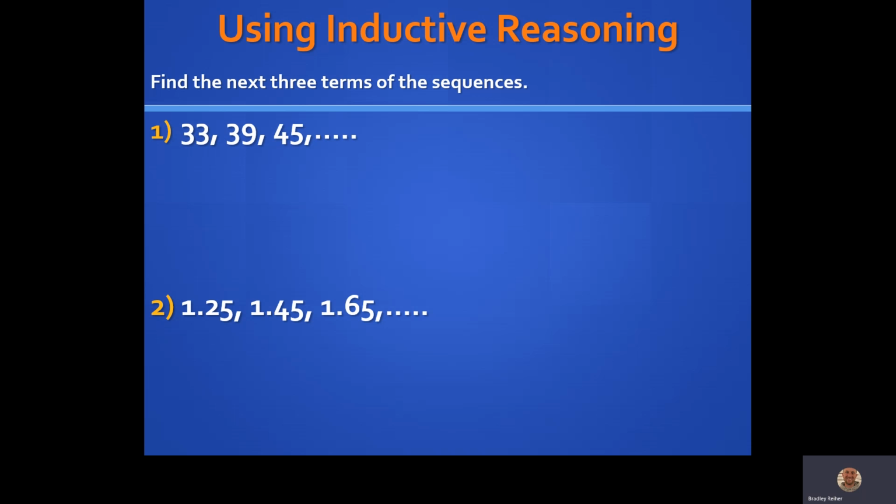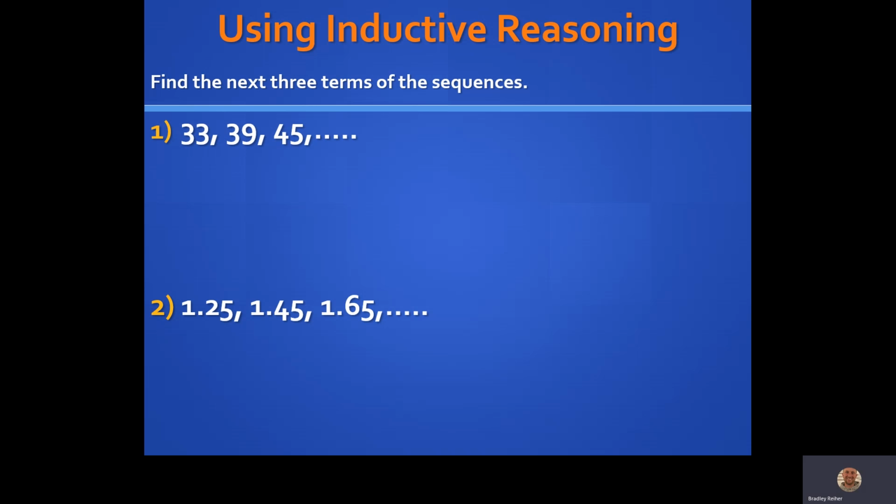Okay, again, most important thing, what is the pattern? Is it increasing? Is it decreasing? Is it going up by the same amount every time? Is it going down by the same amount every time? Those are the questions you need to ask yourself.